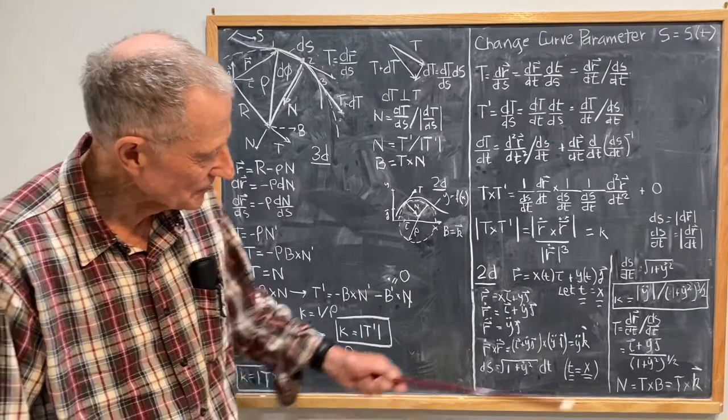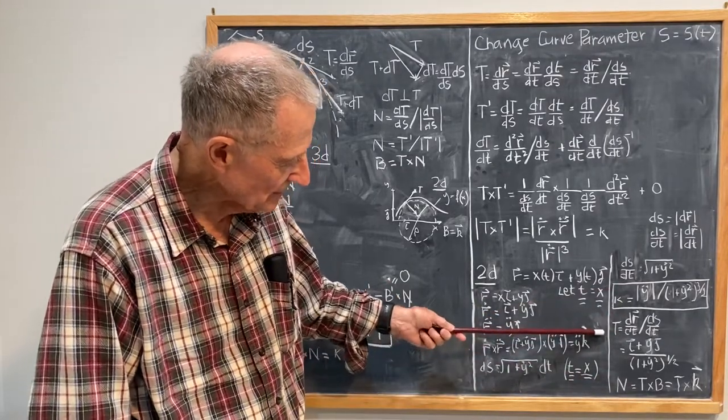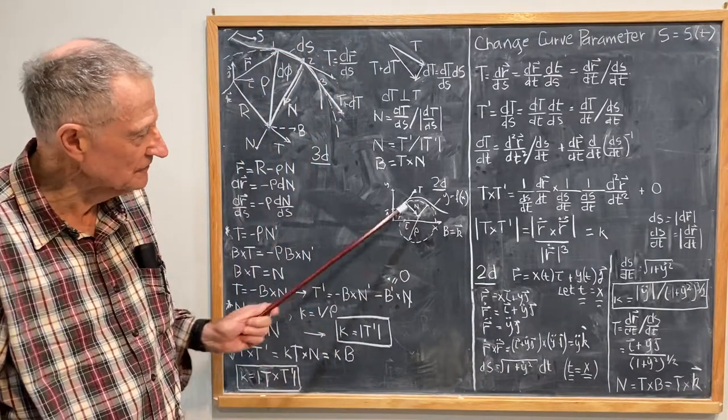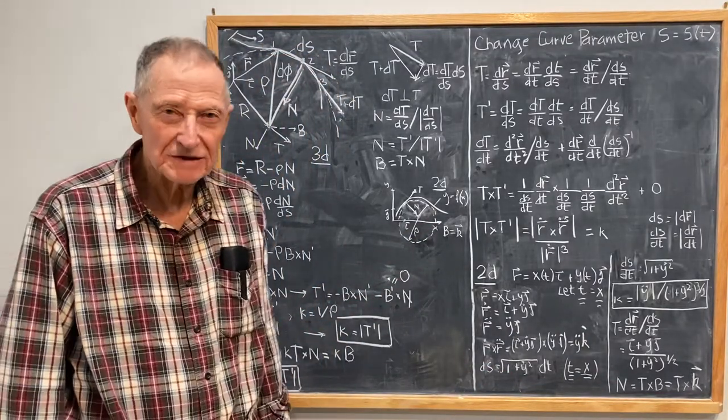So we have the expression for the curvature, the tangent, and the normal for a curve y equal f of x in 2D. Thank you.